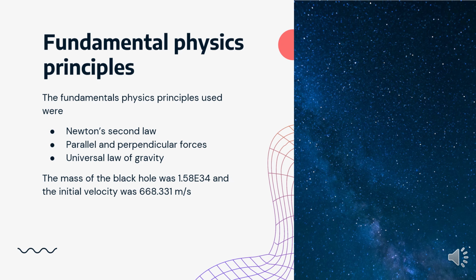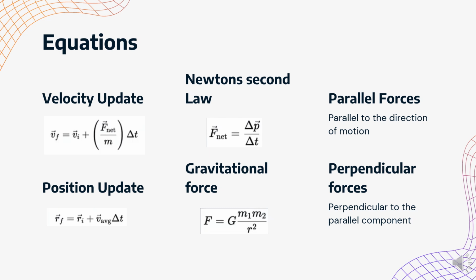The mass of the black hole was estimated to be 1.5 e to 34, and the initial velocity was 668.331 meters per second. Some of the equations used in this lab were velocity and position update formulas, Newton's second law, gravitational force, and parallel forces, which are parallel to the direction of motion, and perpendicular forces, which are perpendicular to the parallel component.